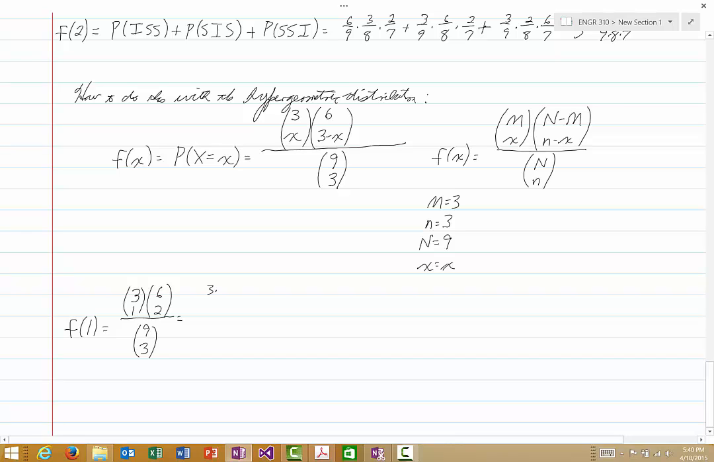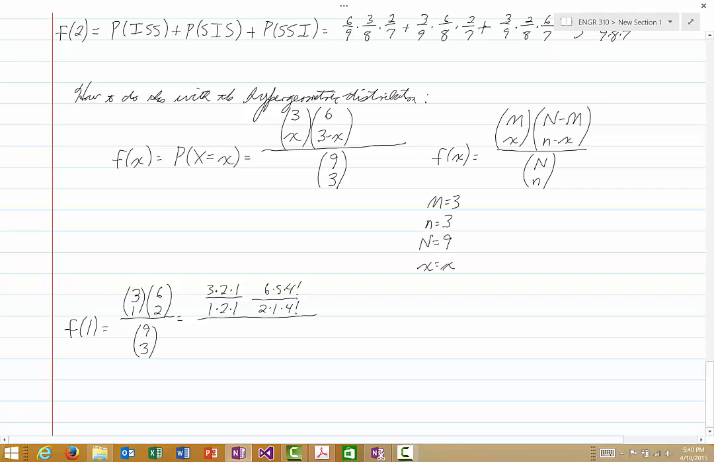So we have 3 times 2 times 1 over 1 times 2 times 1. And then we have 6 factorial. I'll write it as 6 times 5 times 4 factorial. And then in the bottom, we'll have 2 factorial, which is 2 times 1, times 6 minus 2, or 4 factorial.